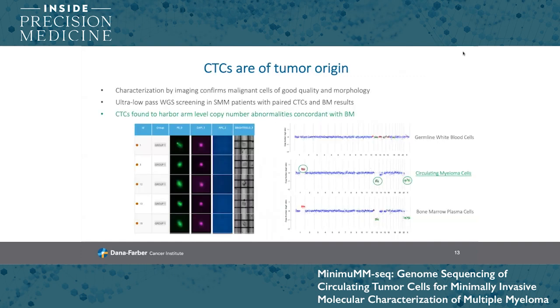While enumeration of CTCs provides a correlative measure of disease burden, downstream molecular characterization can confirm tumor origin and myeloma-associated abnormalities. We first characterized CTCs by imaging and low-pass sequencing, with imaging confirming that CTCs had the correct immunophenotype with CD138 and CD38 positive staining, and were cells of good quality and morphology. Ultra-low-pass whole genome sequencing was performed in a collection of smoldering myeloma patients that had paired CTC and bone marrow results at the same time point.